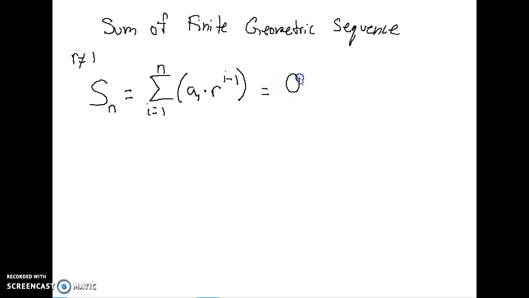This will be the same thing as saying this: a of 1 times 1 minus r to the power of n all over 1 minus r. So all this is a giant substitution problem. That's all. So how do I actually use this? All right, so we're going to say this. Find the sum, and I'm going to say n is equal to 1 to 12.